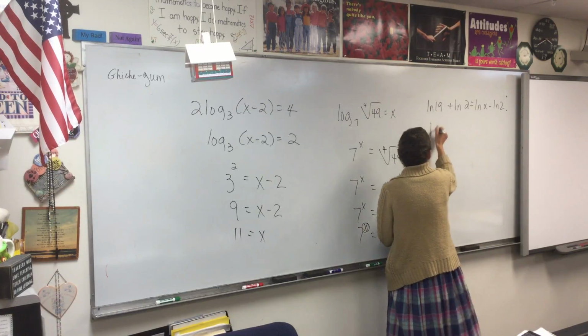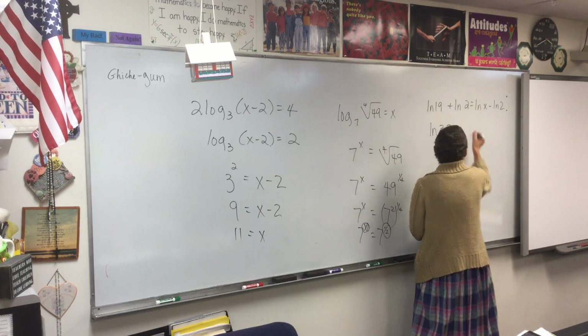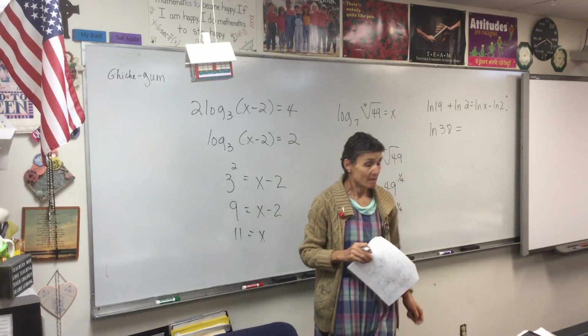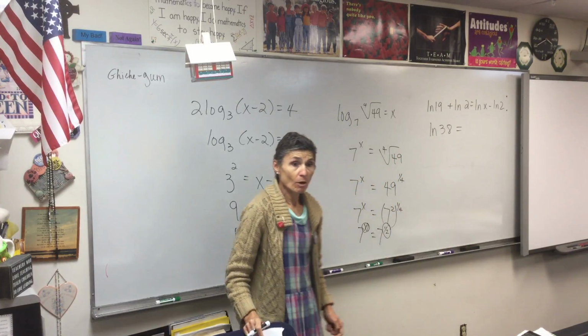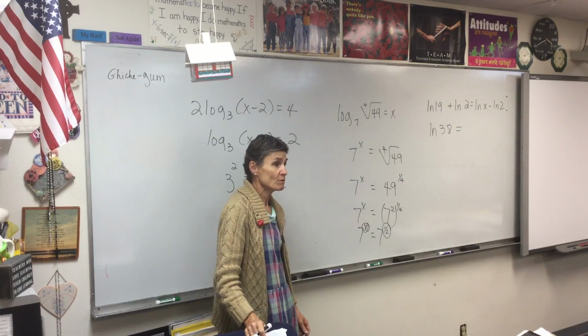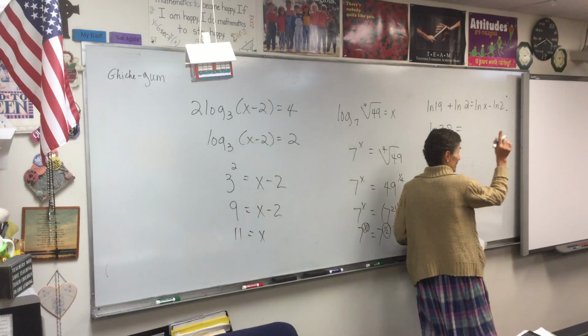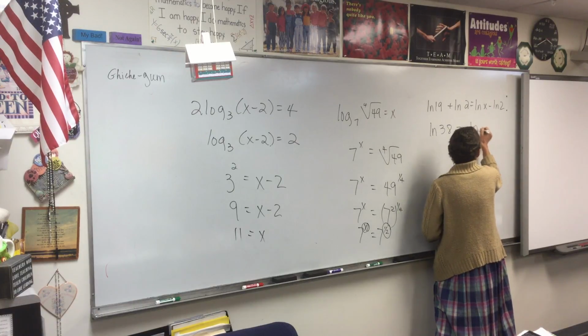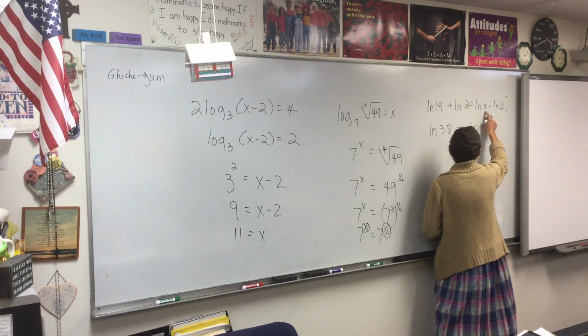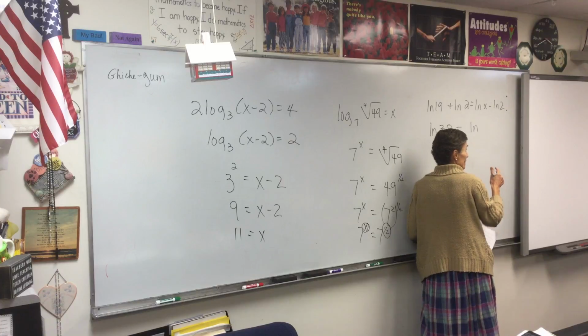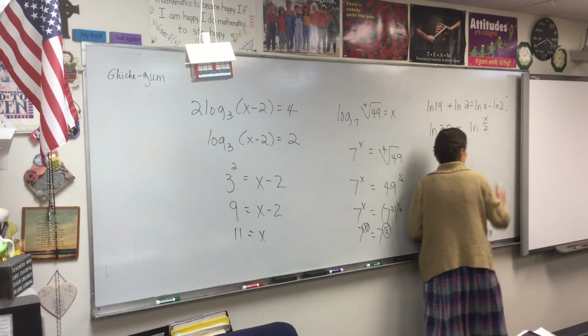Exactly. It'd be ln 38. Because when logarithms are added, the numbers are multiplied. That is one of your big properties. Now, same thing over here, except that's a subtraction. So this isn't going to be x times 2. It's going to be x divided by 2.